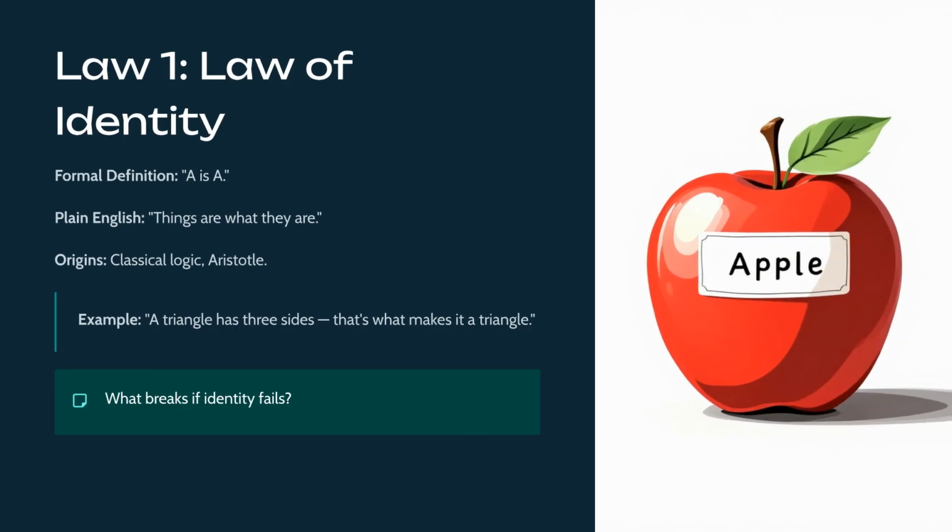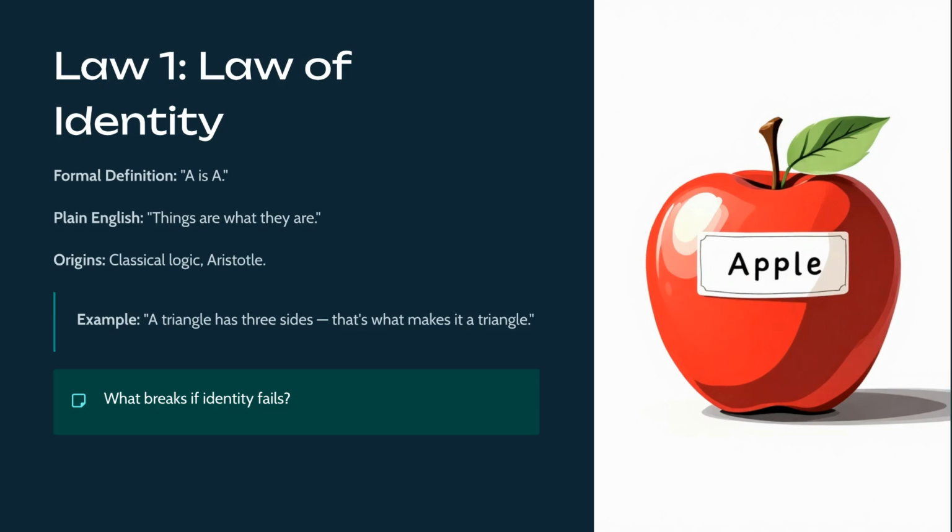Law 1 is the law of identity. A is A, or simply, things are what they are. Originating with classical logic and Aristotle, this law establishes that a thing is defined by its characteristics. If identity fails, everything breaks.